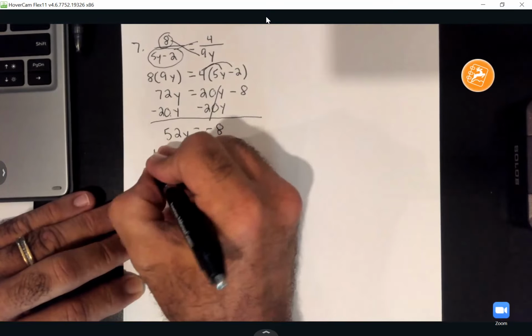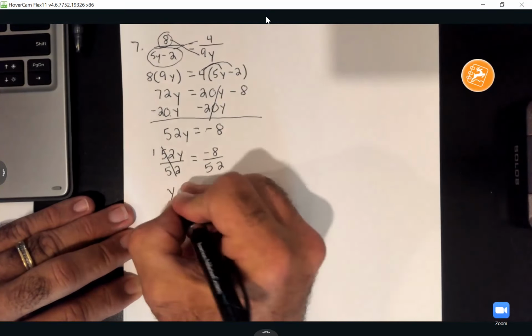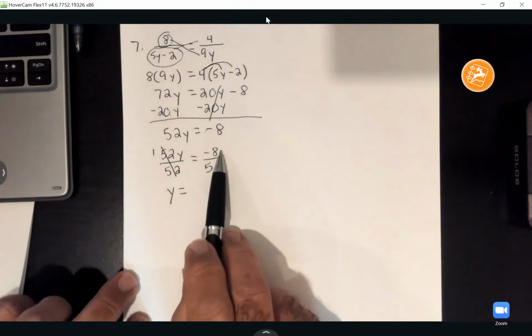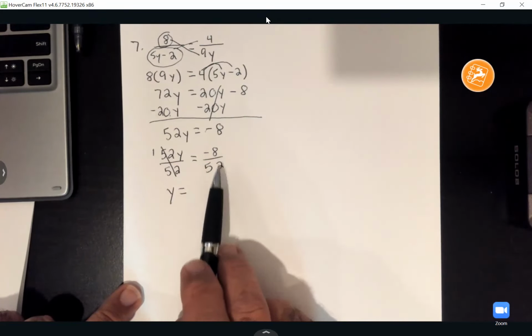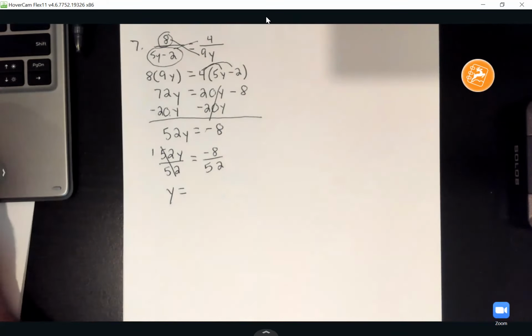So the 52's cancel, making that a 1y. Y'all, these will simplify because they're both definitely even numbers. Actually, I think they'll both divide by 4. But you watch this. So we got a -8 over 52. Let's reduce that on the calculator.